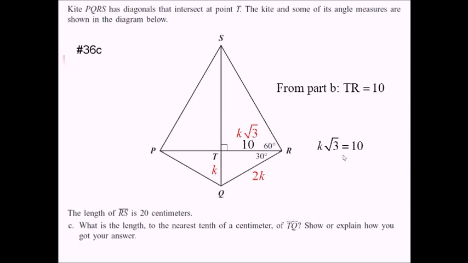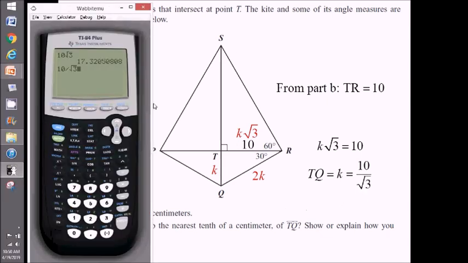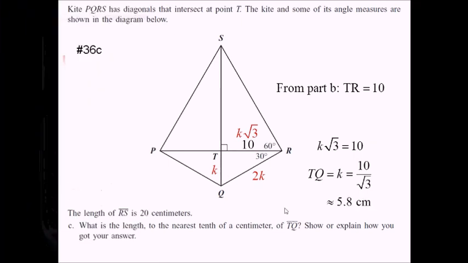And then dividing both sides by radical 3, I've got 10 over radical 3. And that's an issue because they wanted the nearest tenth of a centimeter. So again, we will use the calculator to figure out what that is. So 10 divided by the square root of 3 on a calculator comes out to 5.8. And again, that's in centimeters.